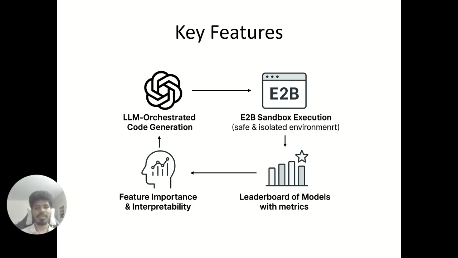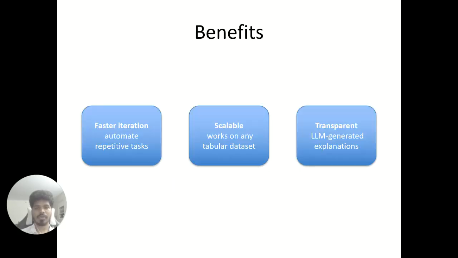Once we do that, we create a leaderboard of all the models with the best performing metrics, and then we try to use interpretability or feature importance to make sense of why a certain model has performed better compared to others. And this will go around a loop so that we can improve as we go along.